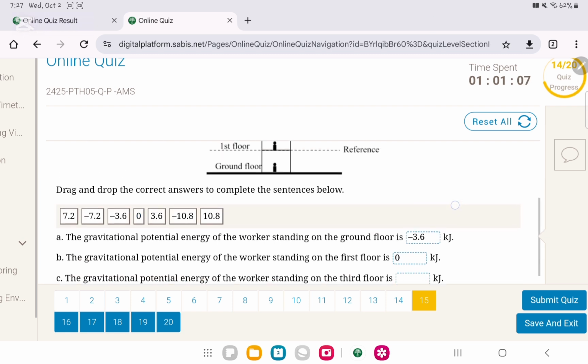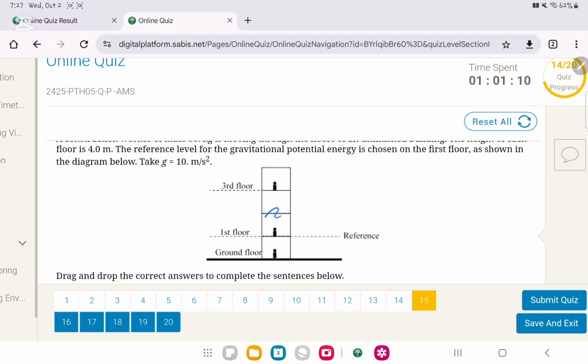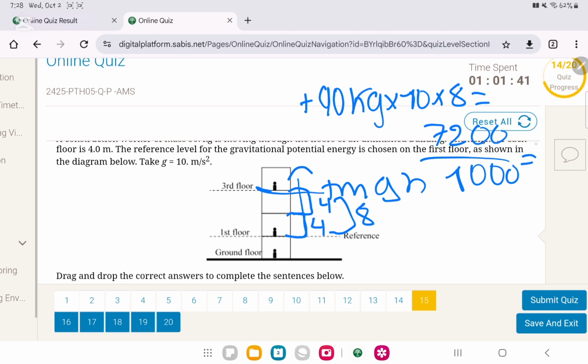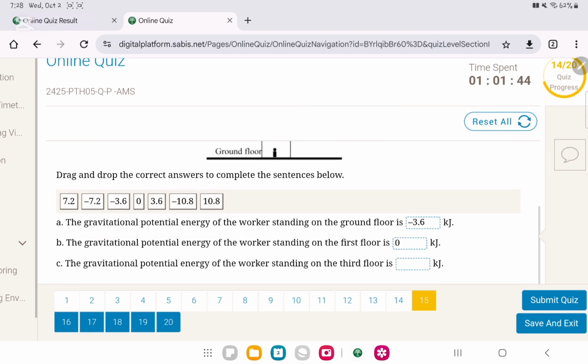Now, the gravitational potential energy of the worker standing on the third floor. He's going up, so plus mgh. He's going up 1 level, 2 levels. This is 4, this is 4, so in total it is 8. So now we have the mass, which is plus 90 kg, multiplied by g, which is 10, multiplied by the height, which is 4 plus 4, which is 8. So 90 times 10 times 8 is gonna be 7,200. But of course, they need it in kilojoules, so we divide by 1,000 to get 7.2 kilojoules.